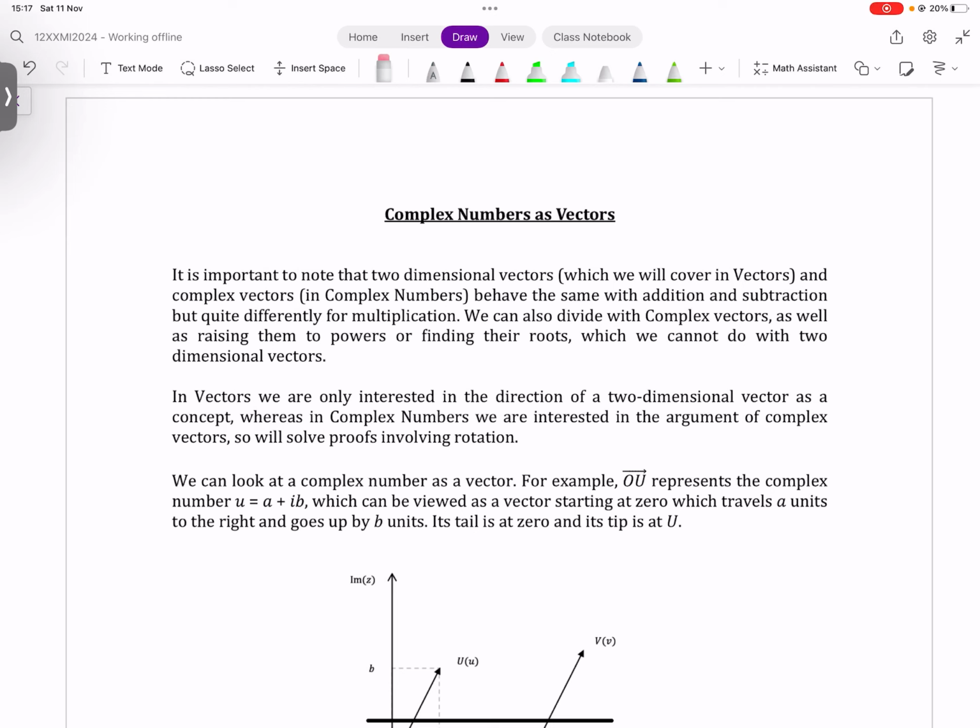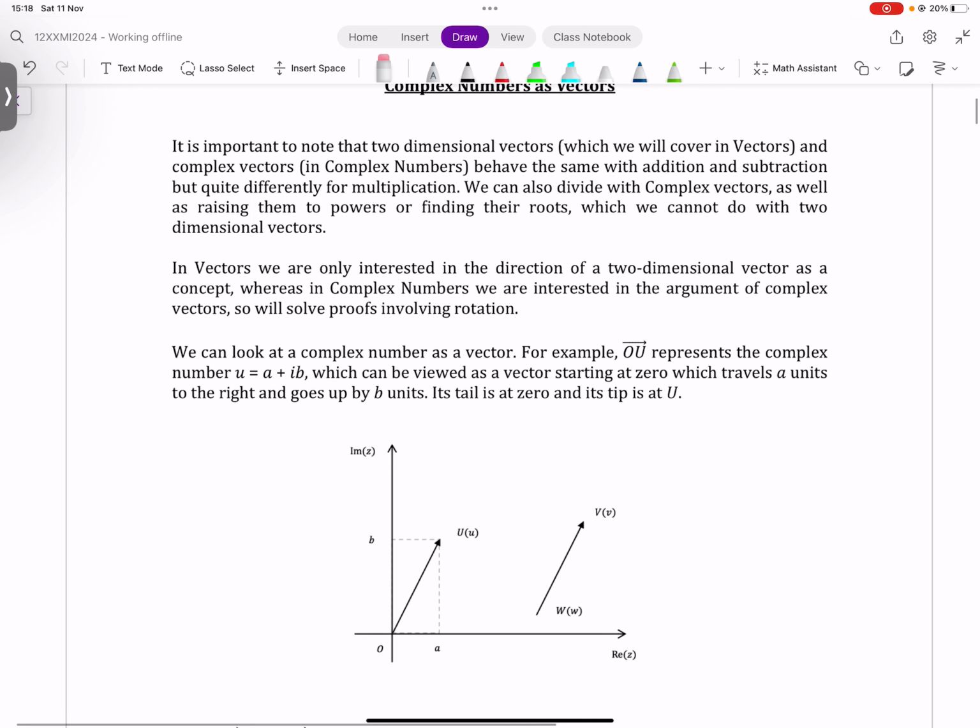Alright, hello everyone. So today we're going to be looking at complex numbers as vectors. It's important to note that two-dimensional vectors, which we've covered in extension 1 vectors, and complex numbers, such as in our complex numbers topic that we're doing now, behave in the same way with addition and subtraction, but quite differently for multiplication. So we can divide complex numbers as well. We can raise them to powers and find their roots, which we can't do for two-dimensional vectors.